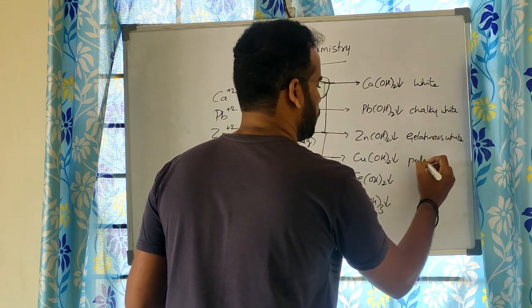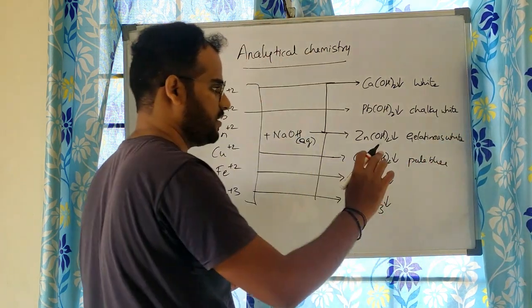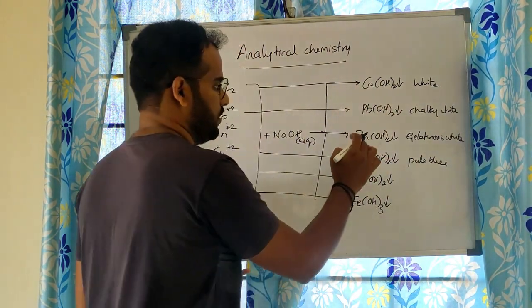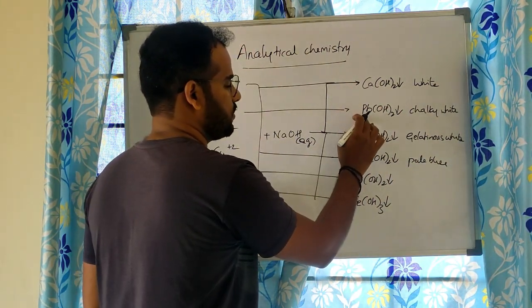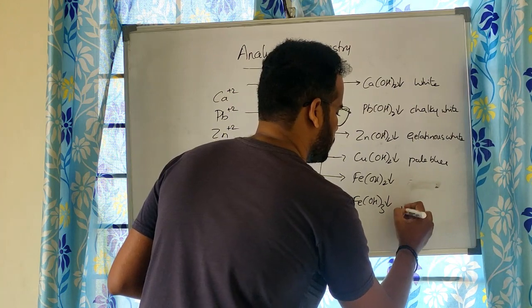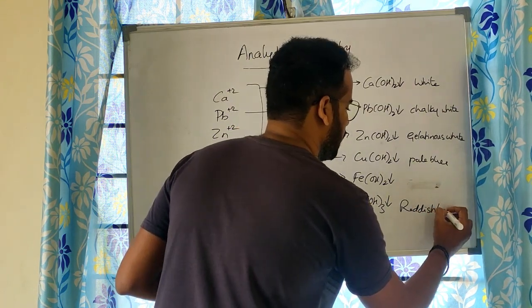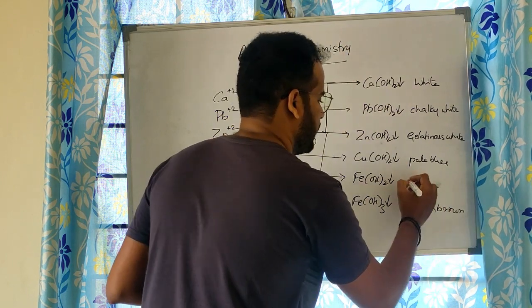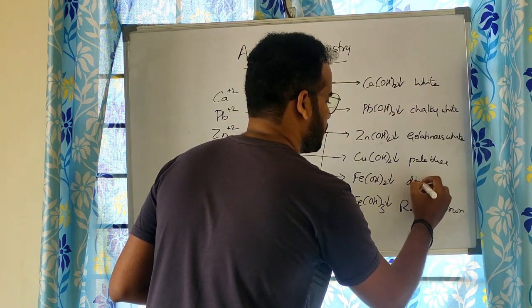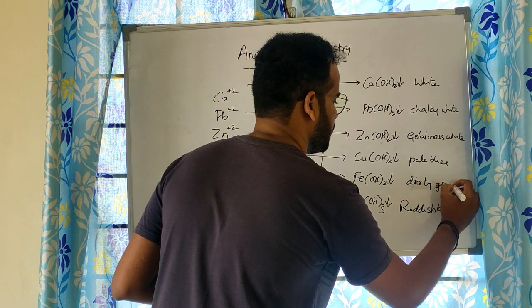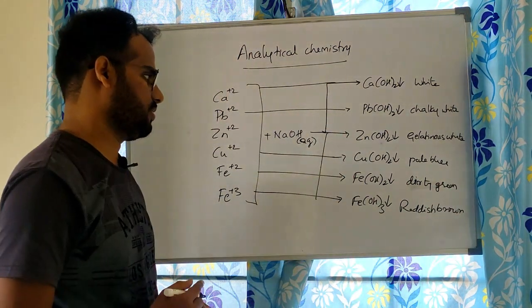Copper is pale blue. Remember the sentence: white zinc and calcium told lead that reddish brown ferric and pale blue copper made ferrous dirty green. That sentence is to remember the color of the precipitate.